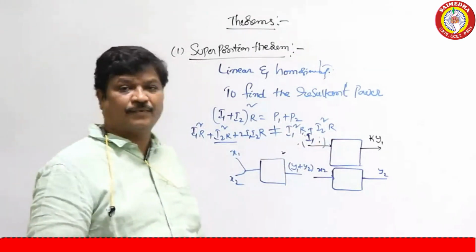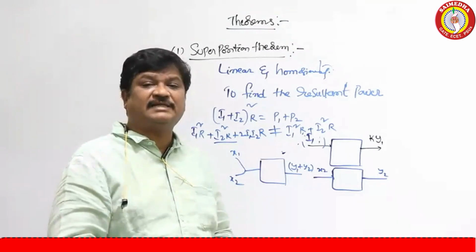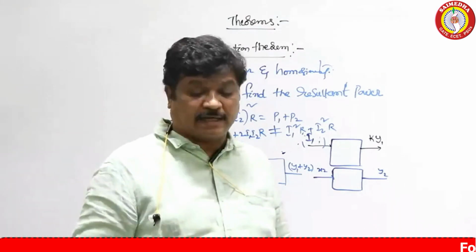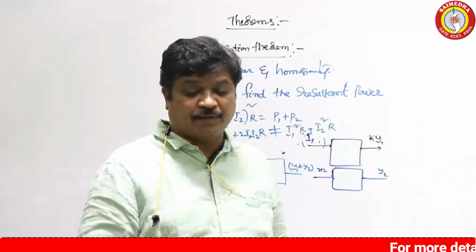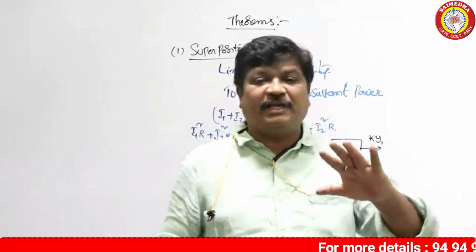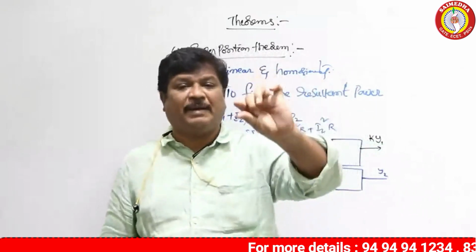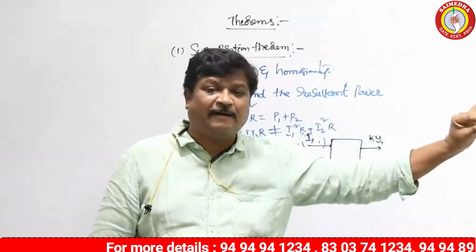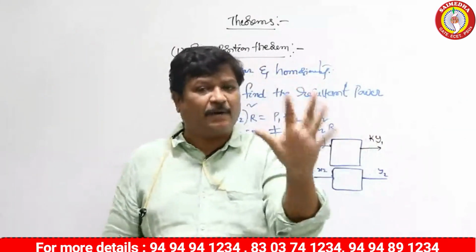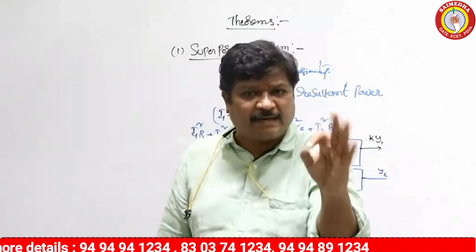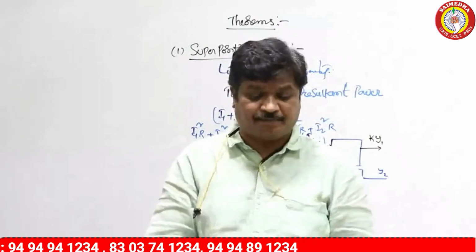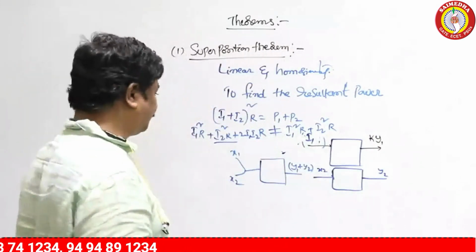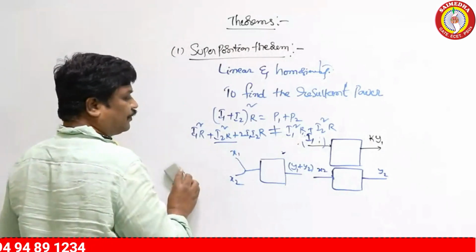Then how can you calculate the resultant power? Directly, resultant power cannot be calculated. That is the most important point. The superposition theorem is not applicable to determine resultant current, resultant voltage, resultant power. Resultant power cannot be calculated directly by using the superposition theorem. Okay?